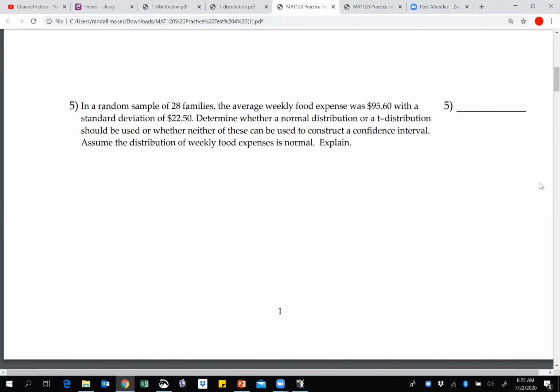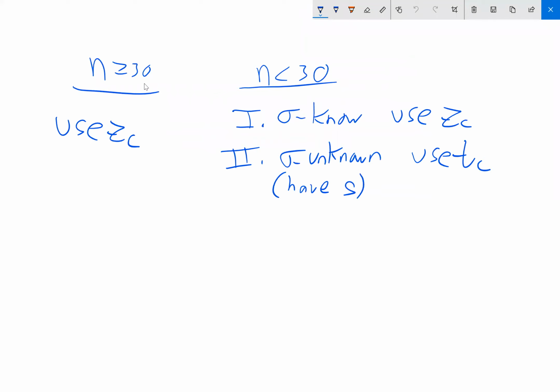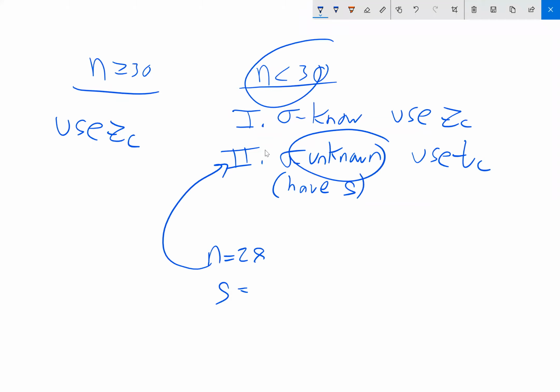Okay. And let me just pull up that criteria one more time. So in that one we just looked at, we had a sample size of 28, and they told us that the standard deviation was some number. I forget what it was. But that puts us in this case here. Less than 30, and sigma was unknown, and that's when we use the Tc.